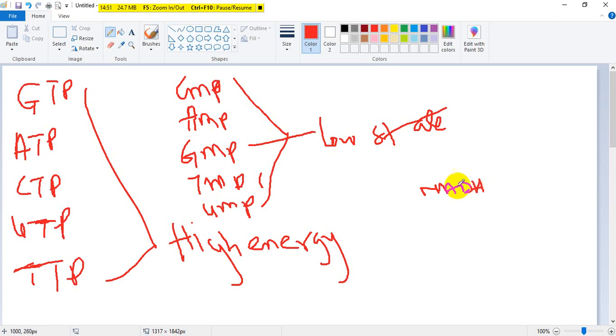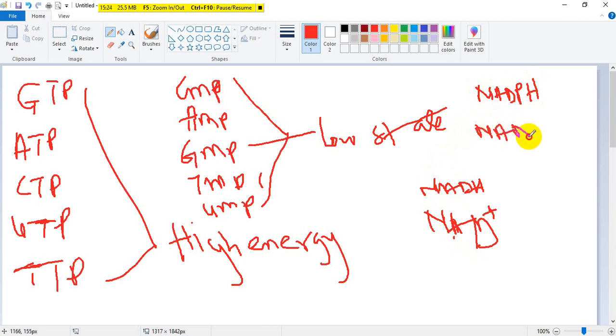Nicotinamide adenine dinucleotide. That's the reduced nicotinamide adenine dinucleotide, and this is the oxidized NAD. We also have nicotinamide adenine dinucleotide phosphate, the reduced one, and we have the oxidized one.